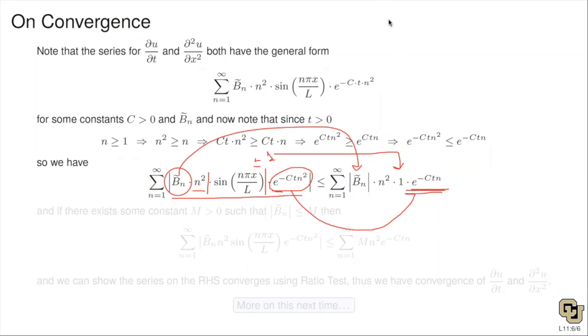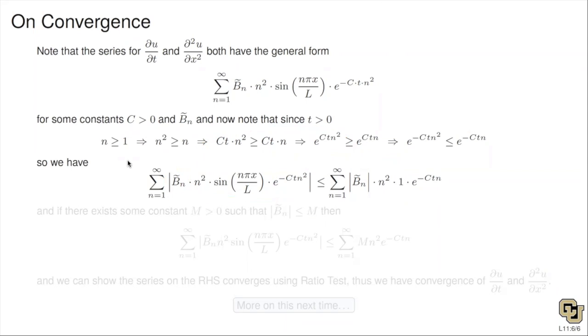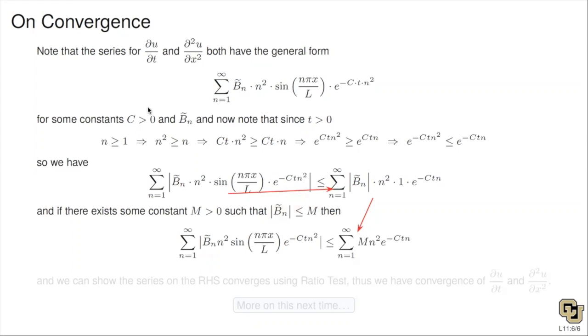And so now, here's an if here. If there exists some positive constant M such that all of the b sub n tildes are less than or equal to M, then I can further bound this series here. So this is less than this, and now I'm saying this will be less than this thing here if this term, the absolute value of b sub n, is less than M.